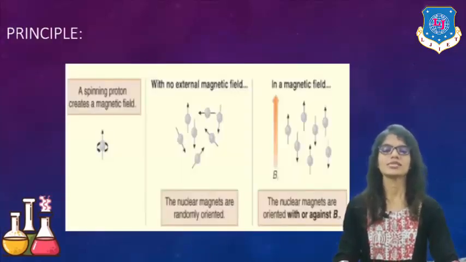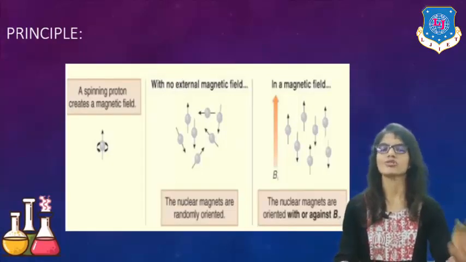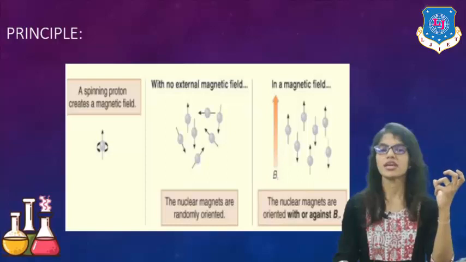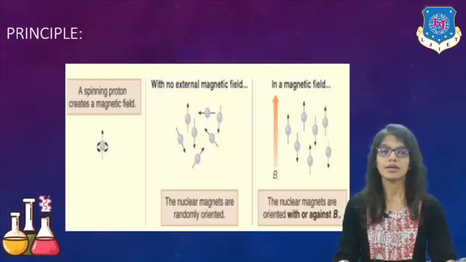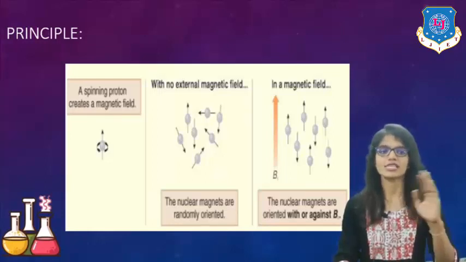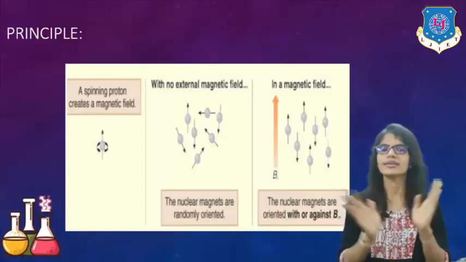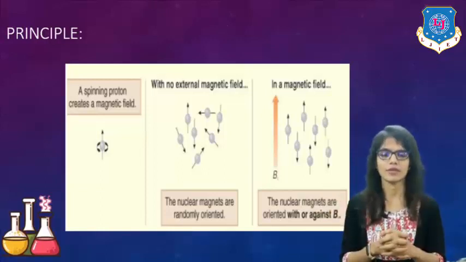So here, as you can see, first one, a spinning proton creates a magnetic field. We all know that the proton generally spins on its own axis. So at that time, the spinning causes a magnetic field, right? Now, when no other magnetic field is present, any extra or external magnetic field is not present, they are oriented in their own axis or they are indisciplined in manner.